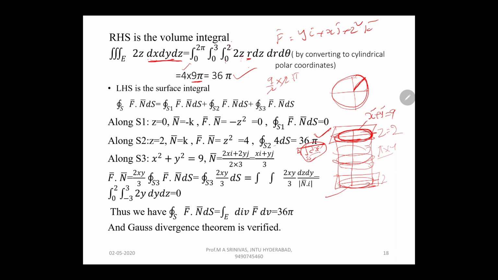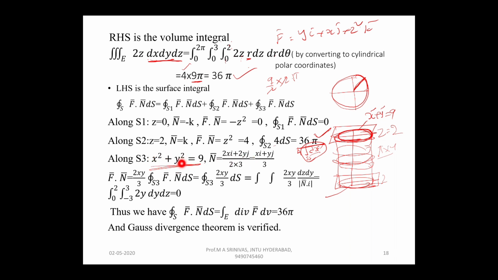Now for S3. What is that S3? The S3 equation is x square plus y square is equal to 9. How do you get the outward normal vector? By finding its gradient. How do you find the gradient? You find dou phi by dou x. You have to differentiate with respect to x, that is 2x i bar. Dou phi by dou y, that is 2y j bar.